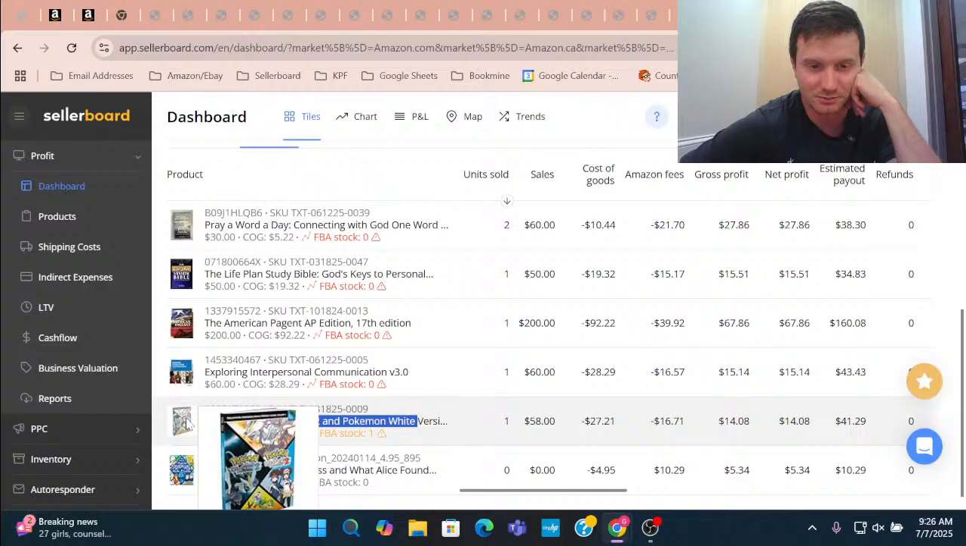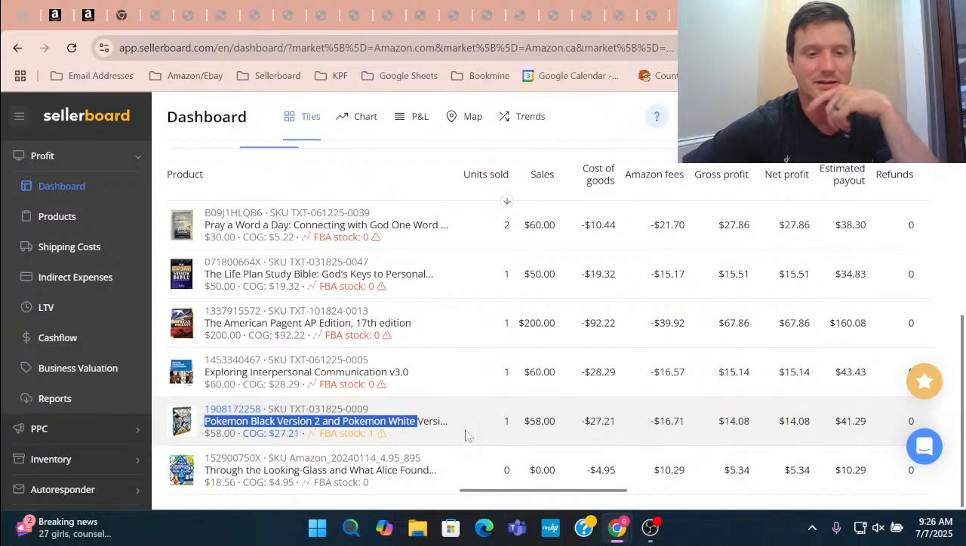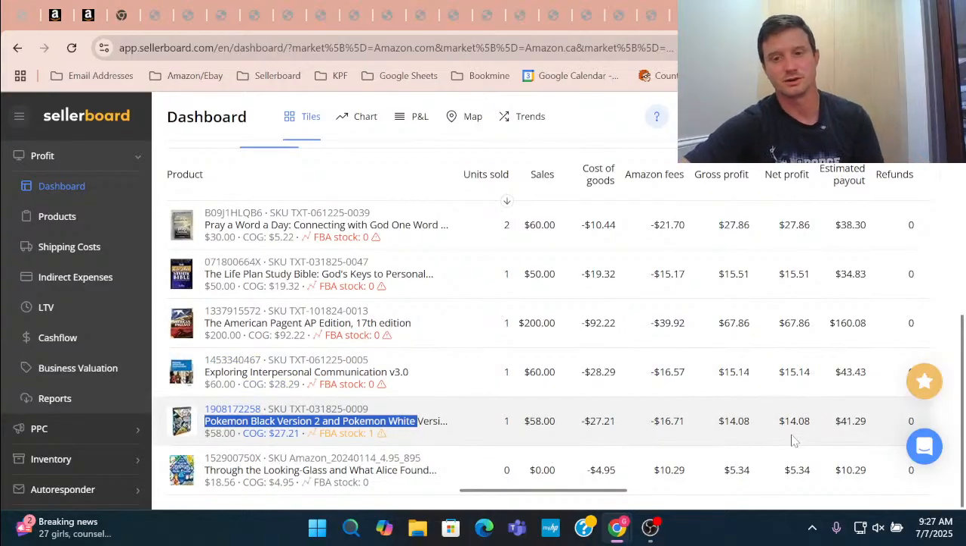I sold like a game strategy guide. I've sold this one twice actually. This is a pretty good book. Most Pokemon things I'm gated in, but for some reason this one I'm able to sell. It's kind of strange, but anyways, bought it for 27, sold it for 58. Getting paid out $41.29, and then my net profit once you take out your fees, which is $16 for fees. Cost of goods was $27. So my gross profit was $14.08, and my net profit is going to be $14.08.